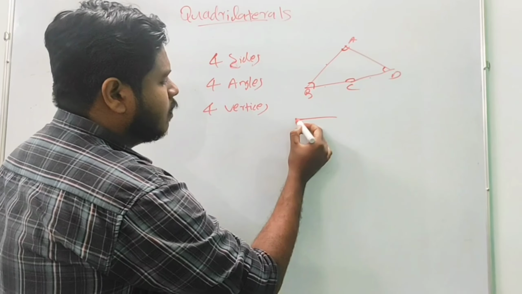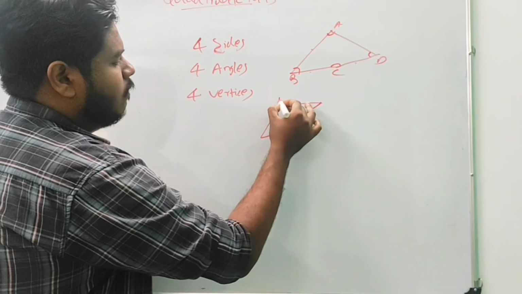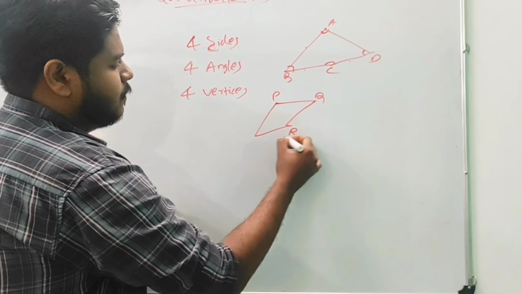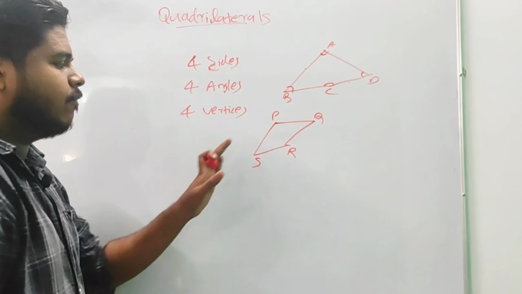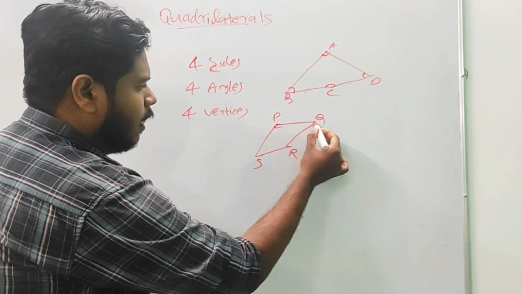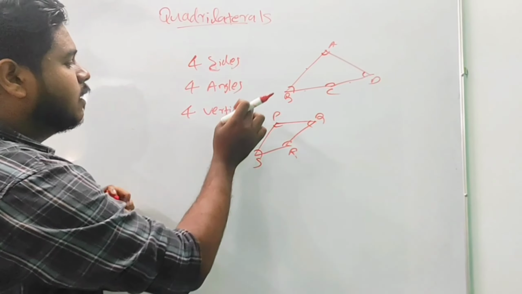We can draw another quadrilateral having four sides, and we know it as PQRS. So we have sides PQ, QR, RS, PS, and four angles: angle P, angle Q, angle R, angle S, and four vertices. So four sides, four angles and four vertices.